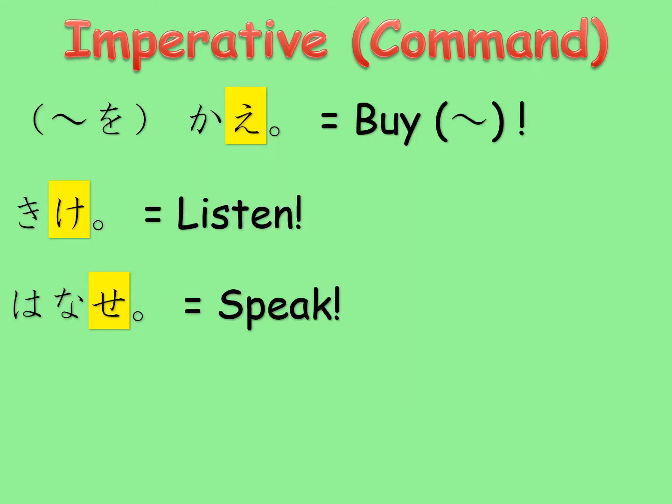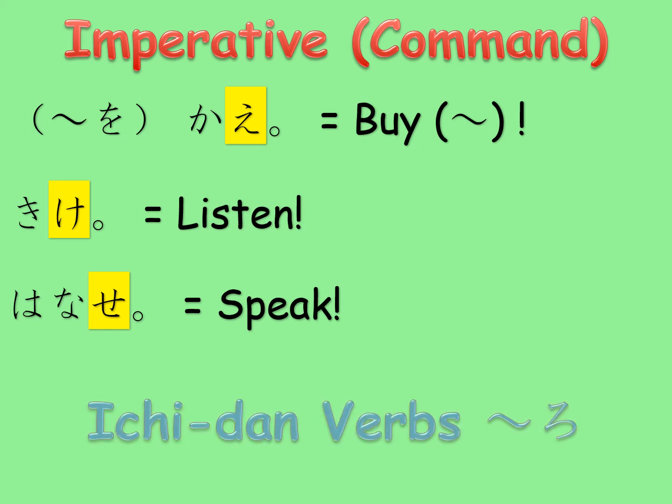If you use the e sounding letter at the end of a Godan verb, that becomes a very strong command. It is almost too strong to use it too often. In case of ichi-dan verbs, you need to add ro to make them into imperative form.